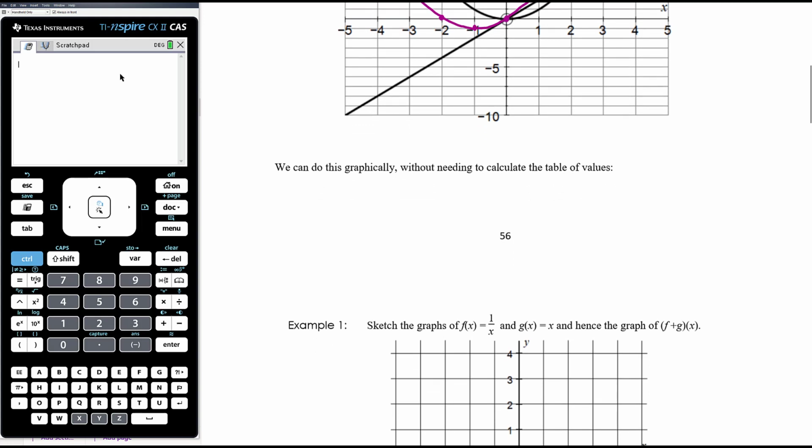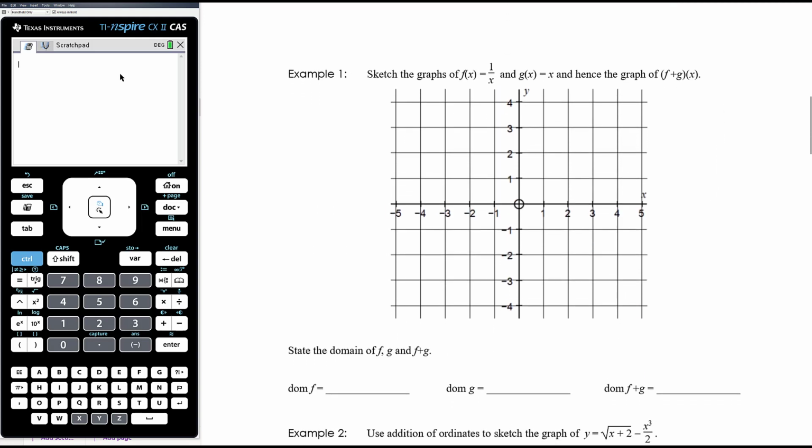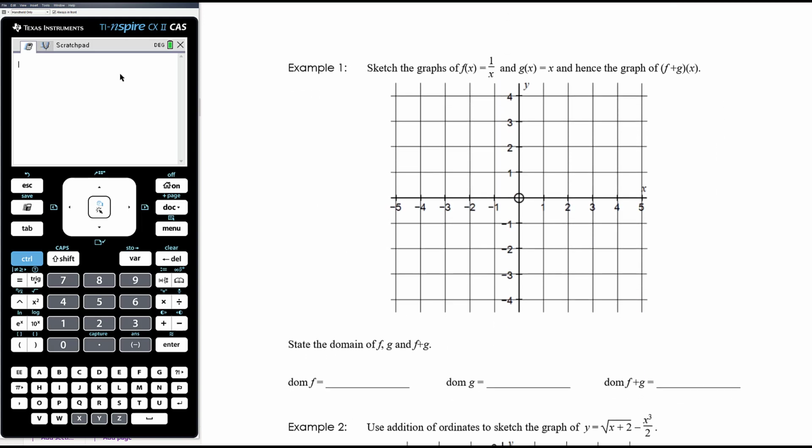Alright, let's have a go at doing that this time without having the table of values. So we want to sketch the graphs of f of x equals 1 on x and g of x equals x to hence sketch the graph of f plus g of x. So f plus g of x means f of x plus g of x.